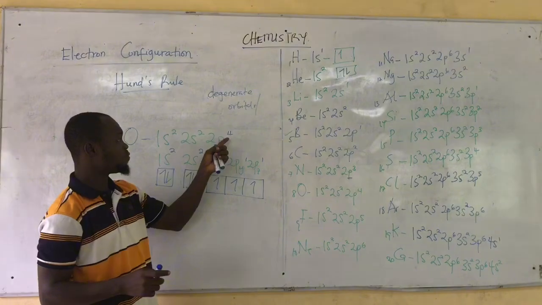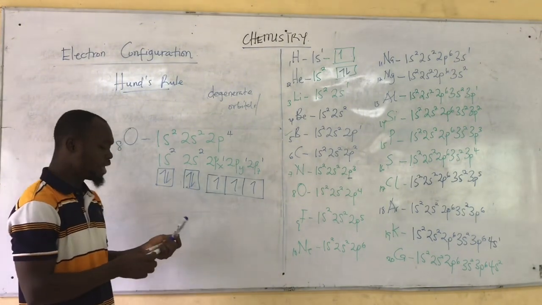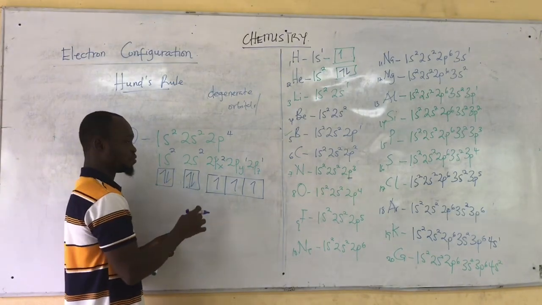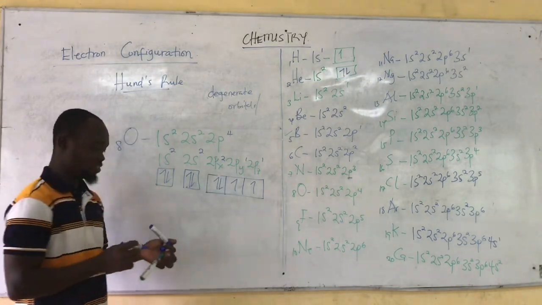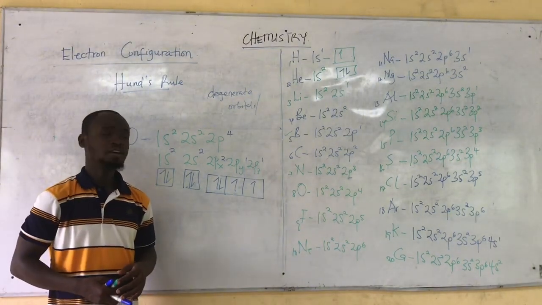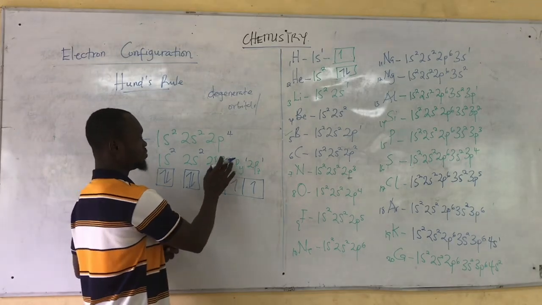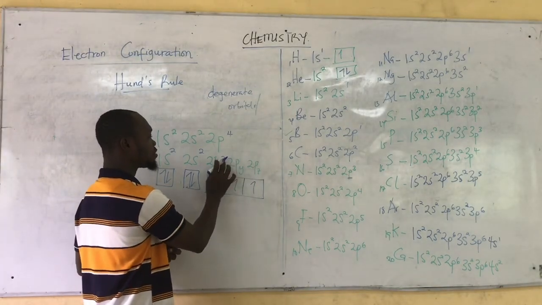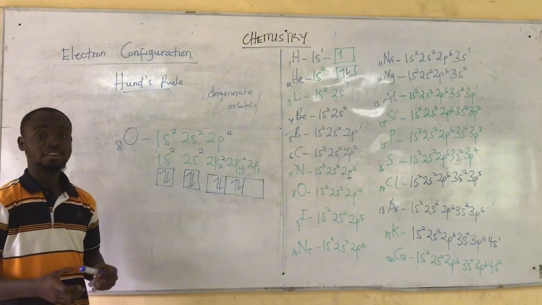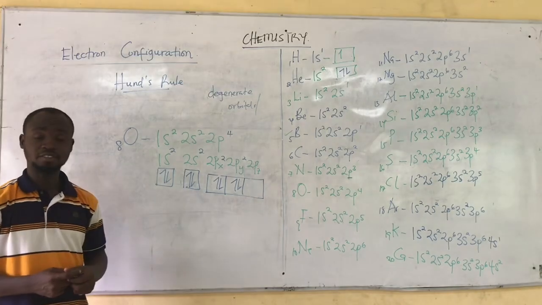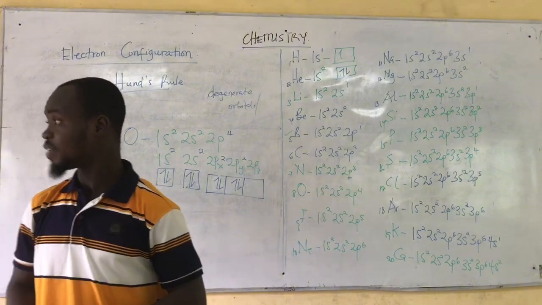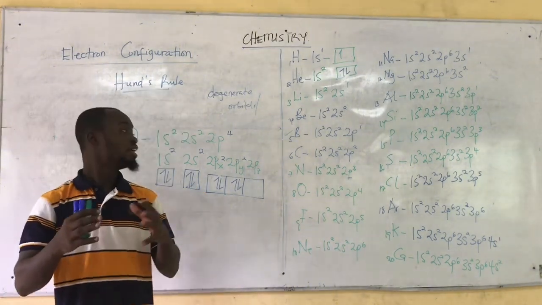Now, since we have 4 electrons, we fill 3 electrons singly, then we begin to double pair them. So we are going to pair this one with the last electron, and then we indicate its opposite spin. Once I do this, Hund's rule is satisfied. But the moment I put 2 electrons here and 2 electrons here, and I indicate the spins here, I'm violating Hund's rule of maximum multiplicity. So that is the principle that guides how to arrange electrons in an orbital.